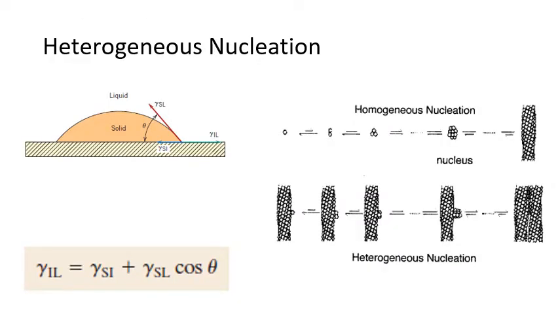Another type of nucleation is heterogeneous nucleation, which occurs on surfaces and interfaces because it requires less energy. The activation energy for nucleation is lowered when nuclei form on pre-existing surfaces. Gamma represents three interfacial energies that exist at two phase boundaries. Gamma IL is the liquid surface, gamma SI is the solid surface, gamma SL is liquid solid, and theta represents the wetting angle.